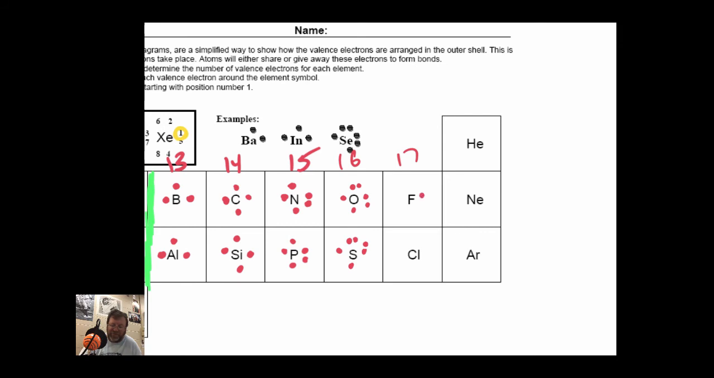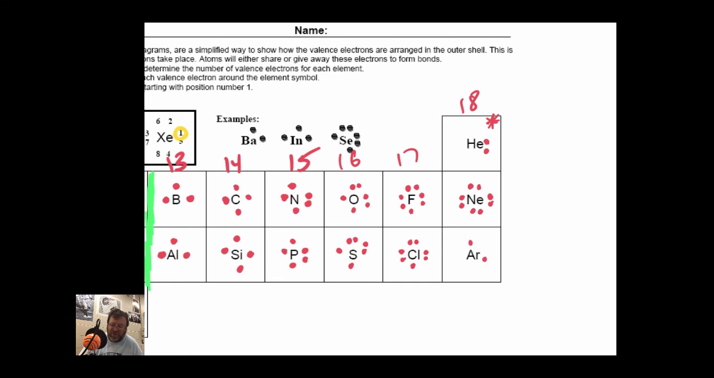Everything in group 17 has 7 valence electrons. So we end up 1, 2, 3, 4. Yes, I have 7. So 1, 2, 3, 4, 5, 6, 7. That one's a little bit neater. And then group 18 has 8 valence electrons, except for helium, which only has 2. And you do put those together because there's nowhere else for them to go. We'll learn more about that later. So everything else, though, has 8 valence electrons.